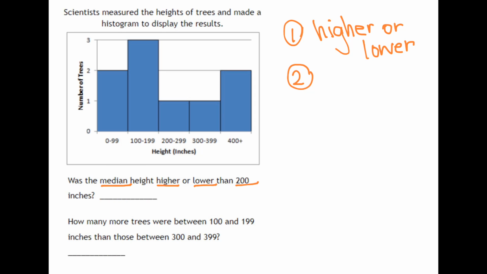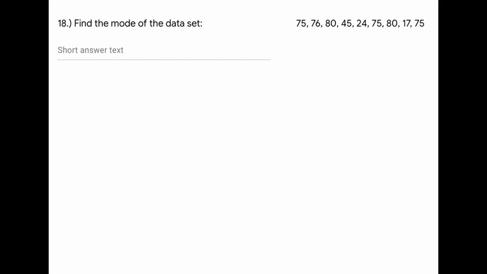Second thing, how many more trees were there between 100 and 199 than between 300 to 399? So here's your 100 to 199. Here's your 300 to 399. So we're finding this distance right here. So you are going to subtract. You are going to subtract this one here, minus this one here.